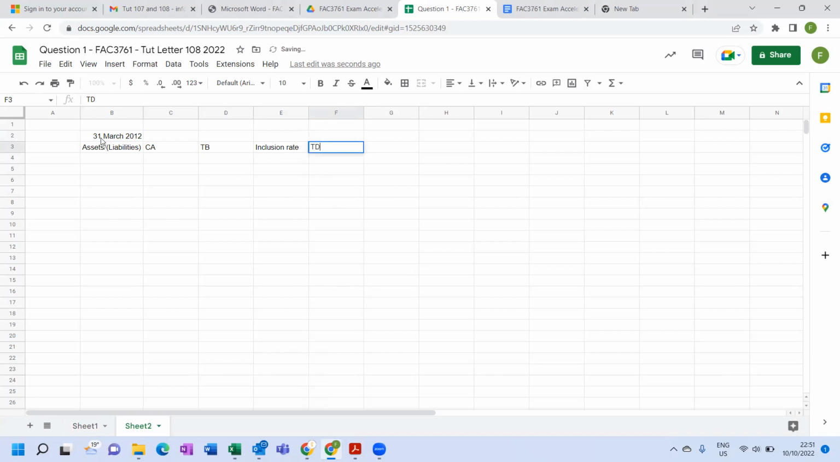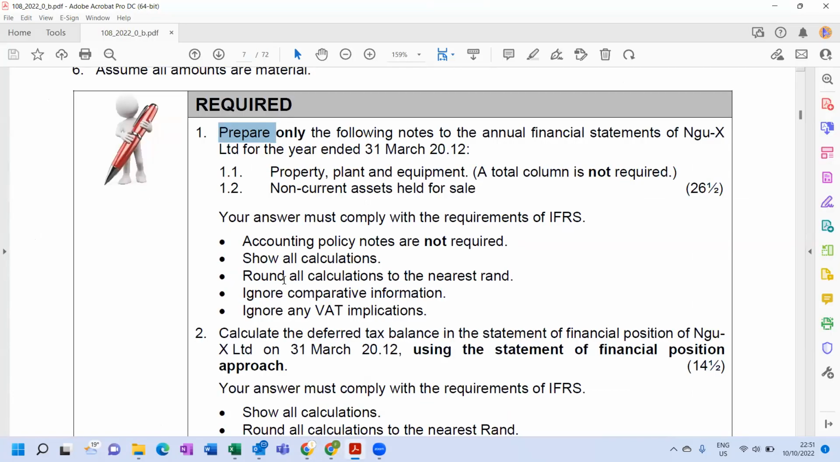Then I'll have my temporary difference, and then I'll have deferred tax at 28%. So remember, this question said 28%. A new question will most likely have 27%. Okay, so just be aware of that. Okay, so now we will just list. So remember, we only want the deferred tax at 31 March 2012. We want the balance. So what's important to take note over here, they ask us to calculate the deferred tax balance.